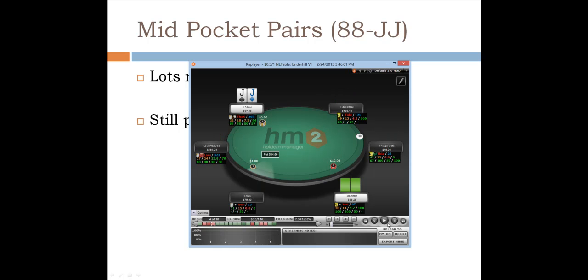Jacks. I flat in position to a 3-bet from the small blind. He bets. I call. Pretty harmless card comes on the turn. So he bets again. And at this point, I decided to give him credit.